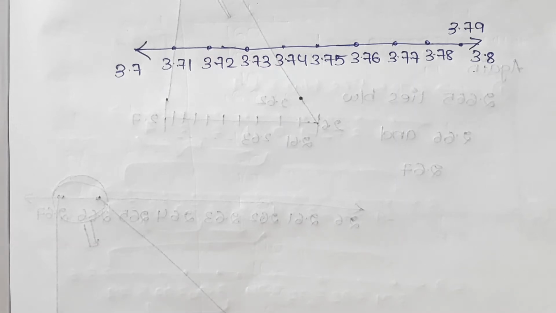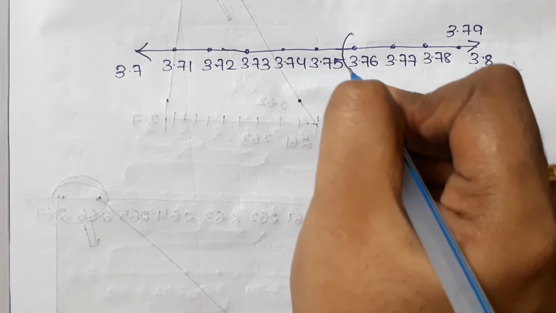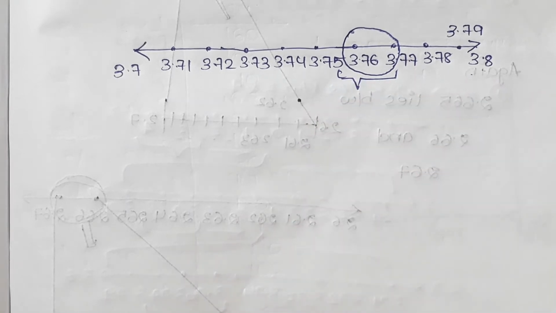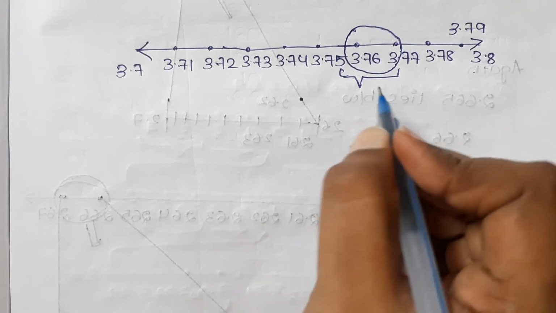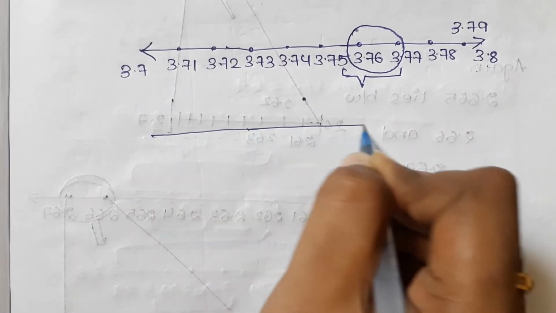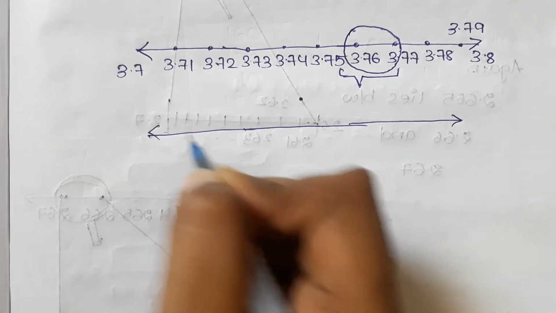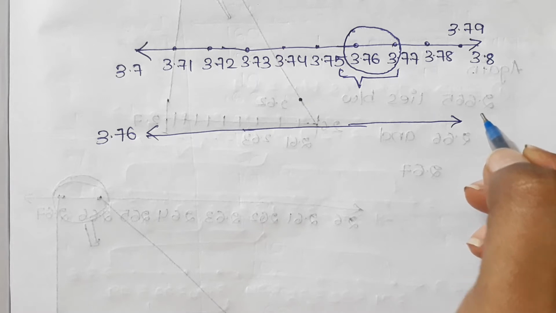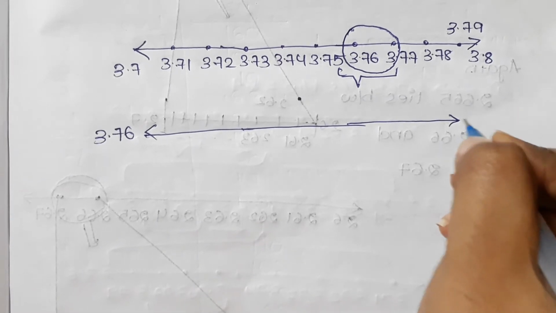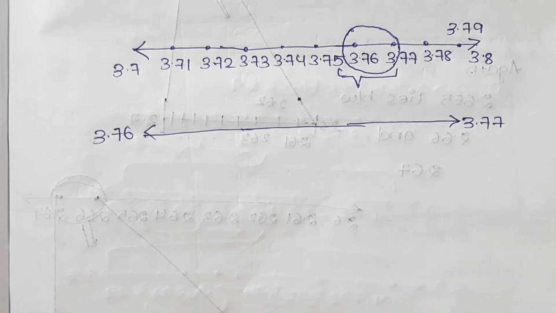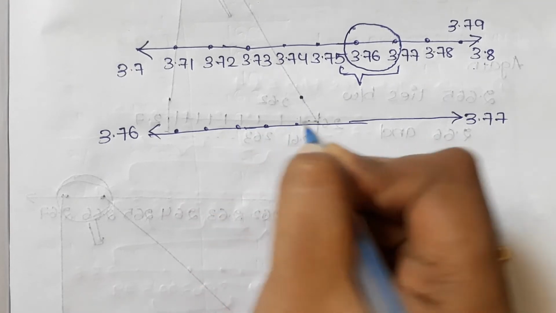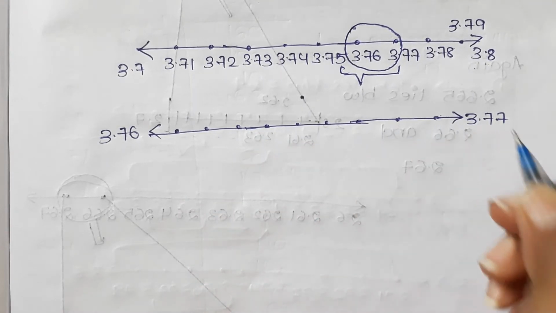Here in this, the number required, that is 3.765, is located in between 3.76 and 3.77, and it should be closely viewed by using a magnifying glass. When we see through it, it is divided again into 10 equal parts: 3.76 and 3.77, and it is divided into 10 equal parts, that is 6, 7, 8, 9, 10.